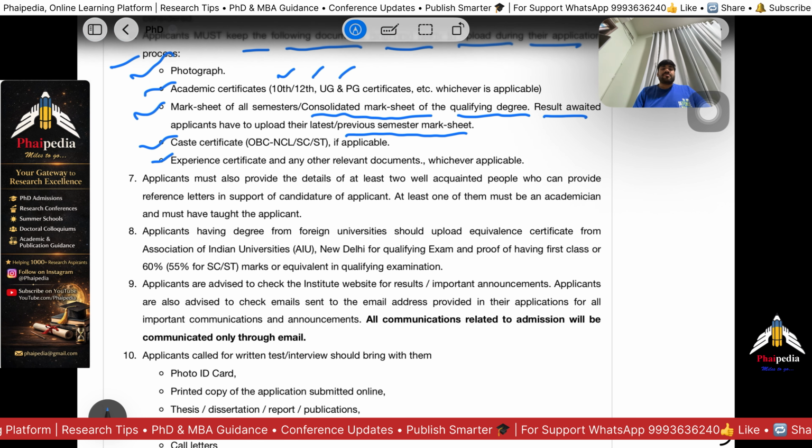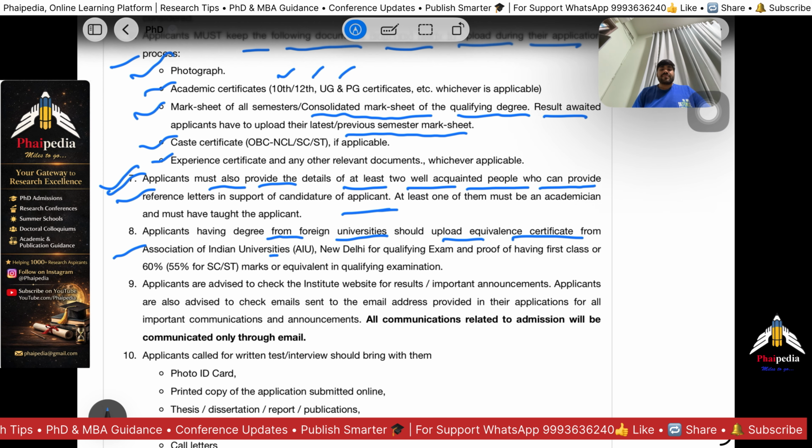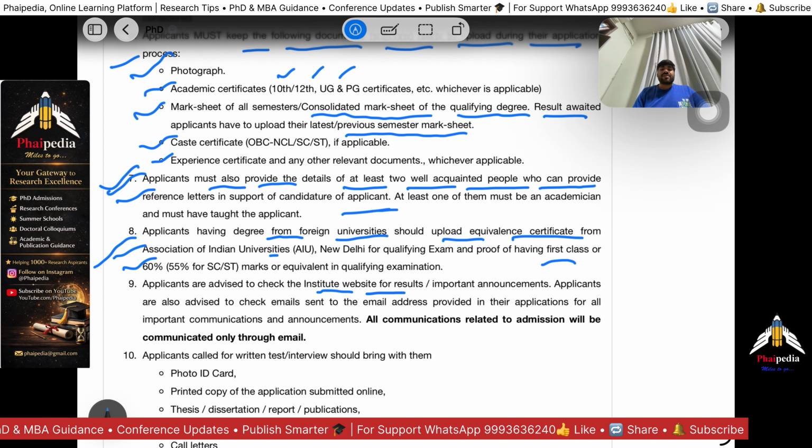Then the applicants must also provide the details of at least two well acquainted people who can provide a reference letter in support of the candidature of applicants. So letter of recommendation, they are basically talking about. And applicants having degrees from foreign universities should upload an equivalent certificate from the Association of Indian Universities, New Delhi, for the qualifying exam, and proof of having first class or 60%, or 55% for ST and SC, or equivalent in qualifying examinations. Also, applicants are advised to check the institute website for results.